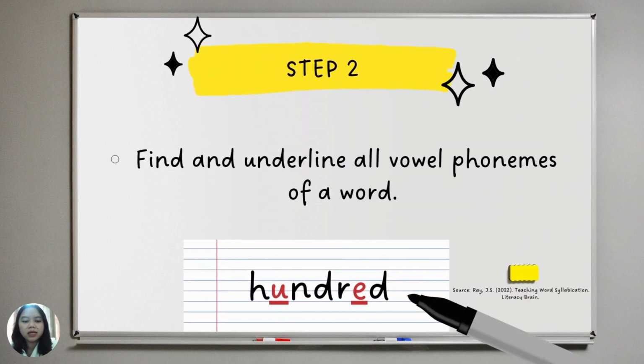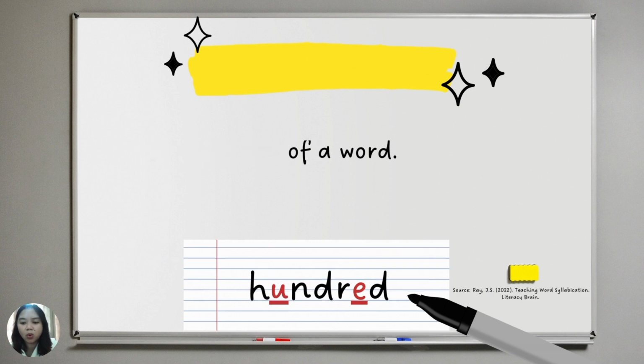Step 2, find and underline all vowel phonemes of a word. So here in the word 100, we have the vowel U and the vowel E. Explain that words may have a single vowel or vowel teams that are pronounced with only one phoneme, like the words team and coat.